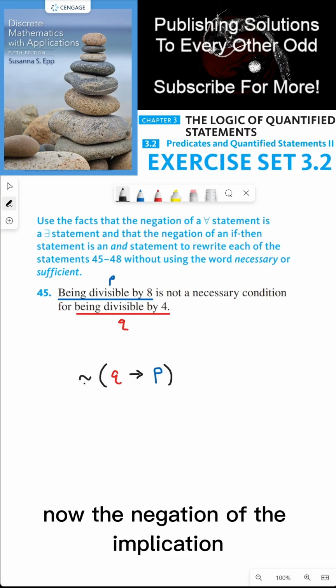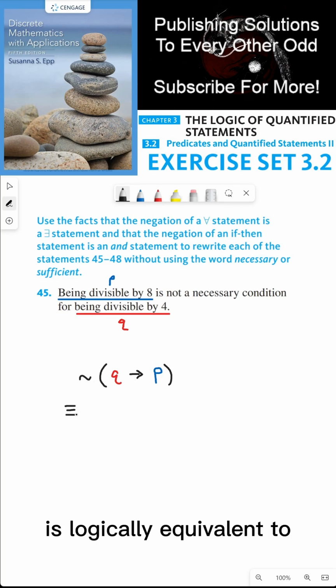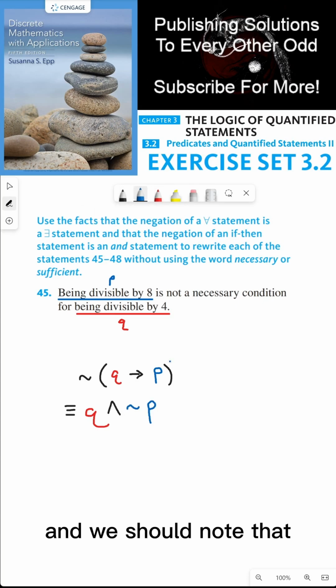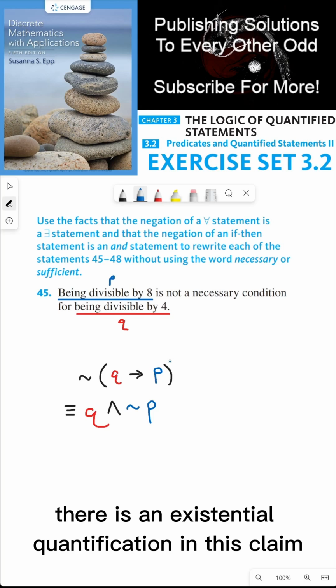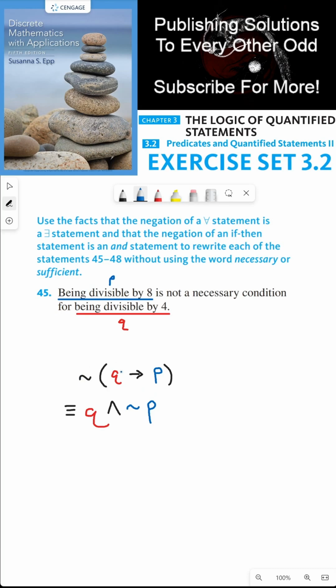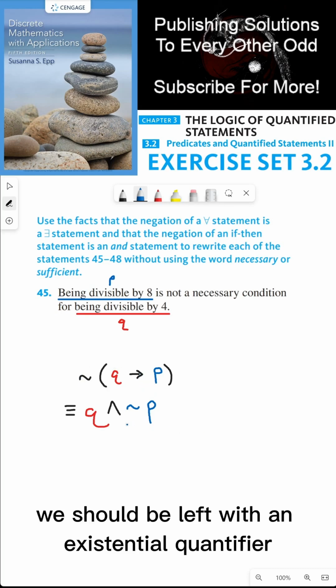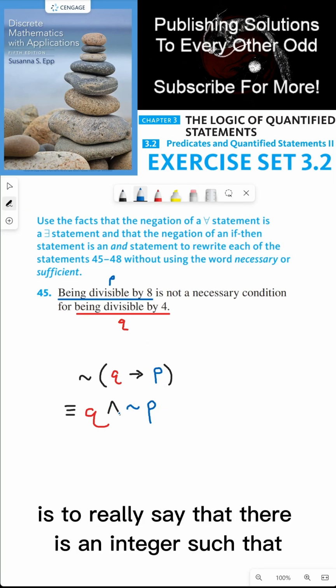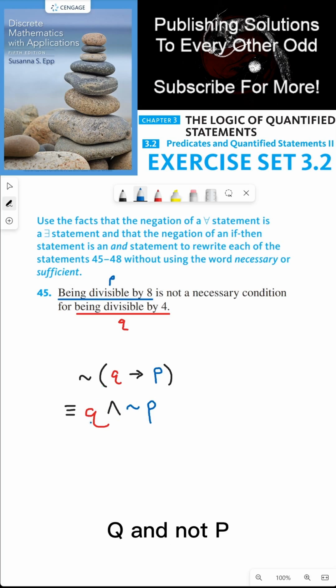Now, the negation of the implication is logically equivalent to, in this case, Q and not P. And we should note that there is an existential quantification in this claim. So when we write this out, we should keep in mind that since we negated a universal quantifier, we should be left with an existential quantifier. So to say Q and not P is to really say that there is an integer such that Q and not P. So what does that mean?